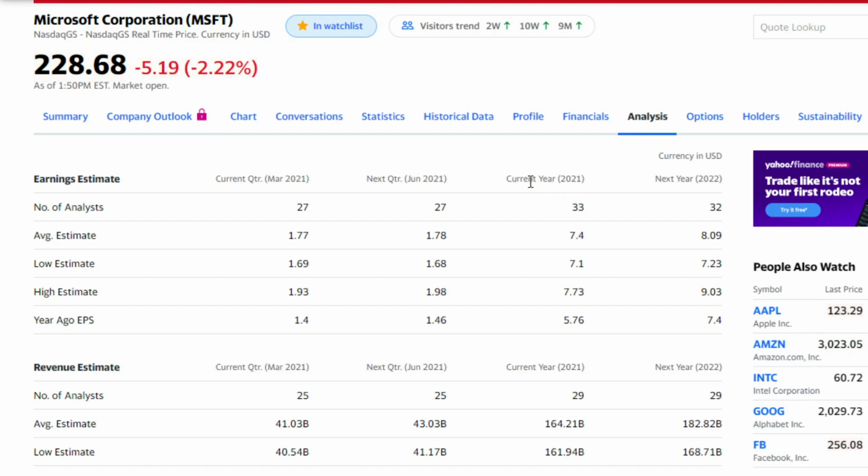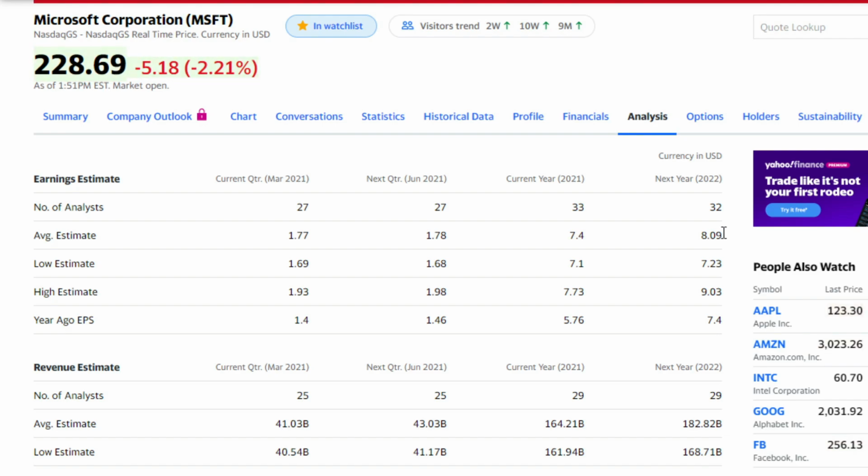You have the current year. So the year that we are in right now, their fiscal year, we have 33 analysts who are covering this one. Average estimate of $7.40. You can compare that to the year ago EPS. So last year you were at $5.76. This year the average estimate for Wall Street analysts is $7.40. So more than this, which is great. And then you look ahead to '22 and you go up to $8.09 if they hit their goals.